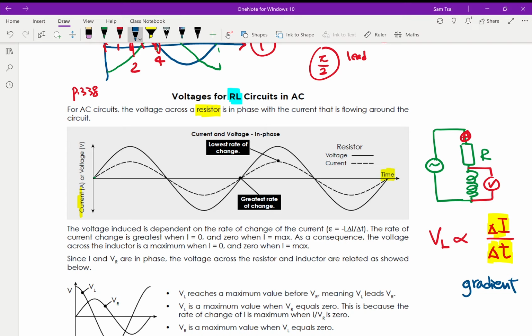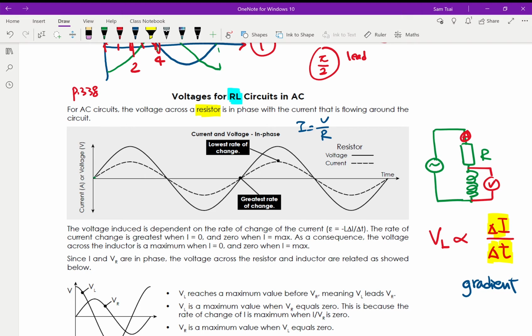Now this is the voltage from the power supply, which is no surprise. Apply V equals IR, and I equals V over R. So the current is in phase with the power supply, and that is the same with the inductor. Now we want to talk about the gradient.